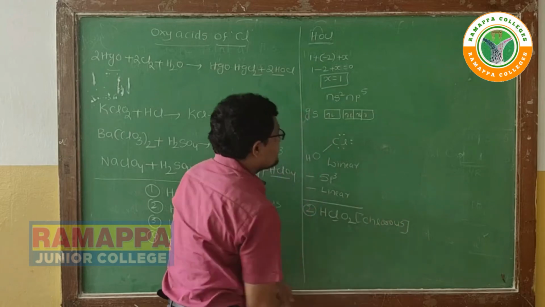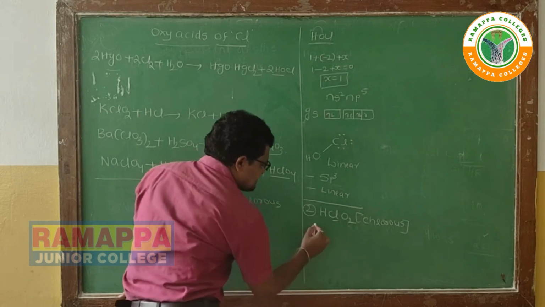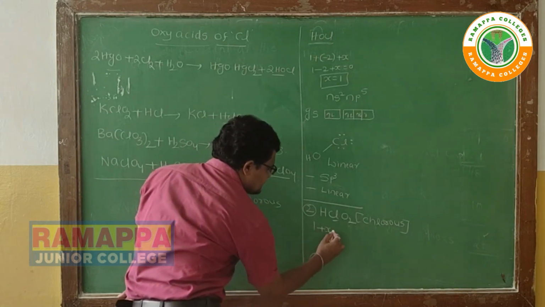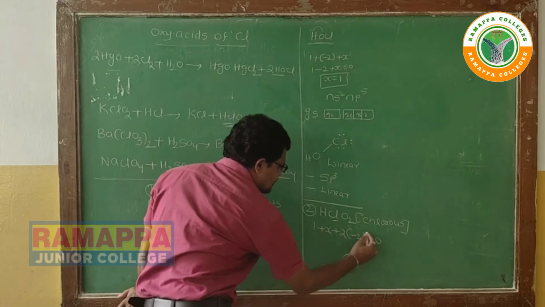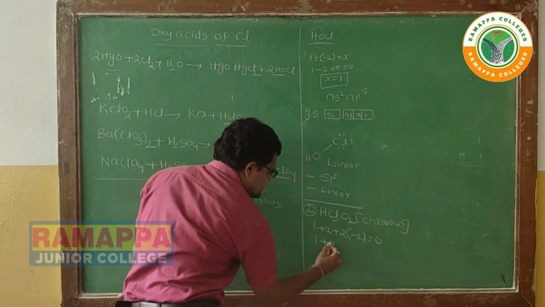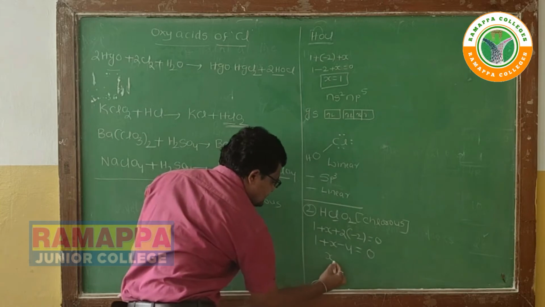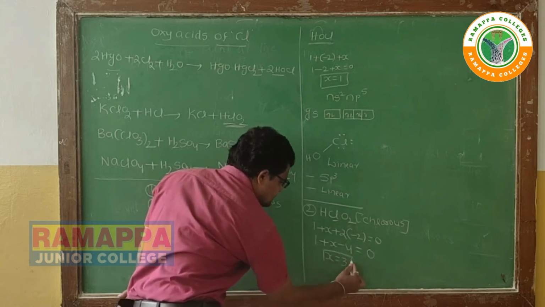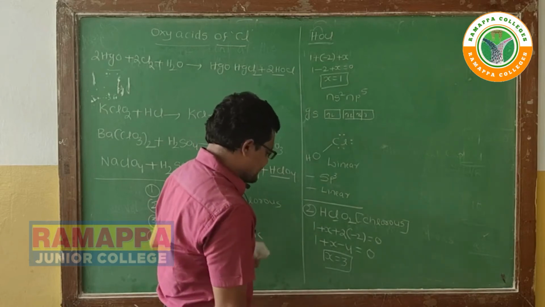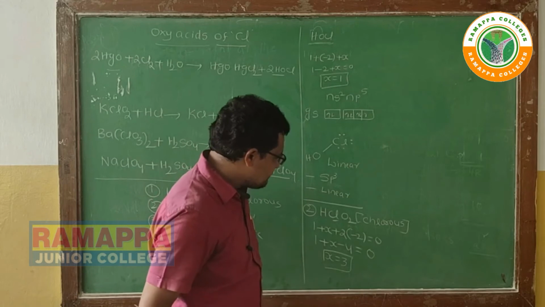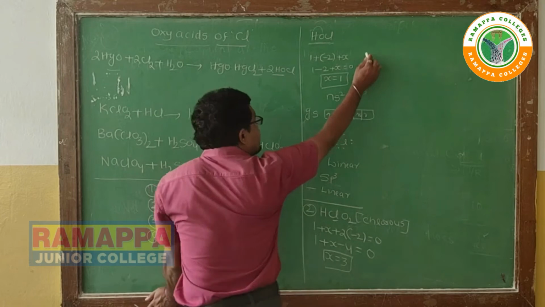Chlorous acid. This one is hypochlorous. Its name is chlorous. Now first we find the oxidation state. 1 plus X plus 2 into minus 2 equal to 0. 1 plus X minus 4 equal to 0. Then X equal to 3. Here X equal to 3 means 3 unpaired electrons will take place. Now the 3 unpaired electrons are in the first excitation state.